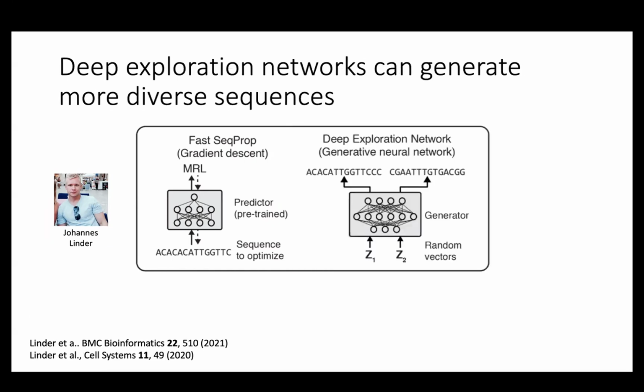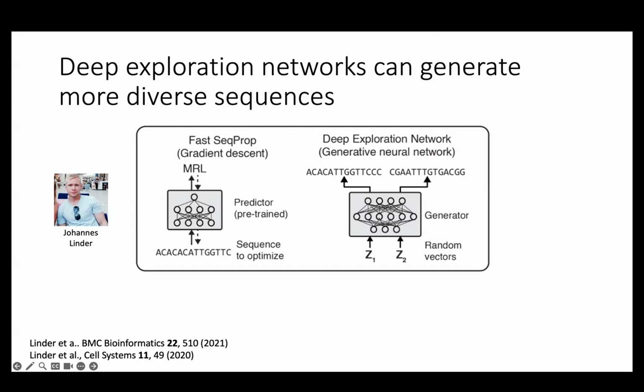Okay. The second complementary approach, which maybe is even more elegant and general, is to just use the predictor to train a separate neural network. Here, we can essentially do generative machine learning, where we train a generative neural network that learns to spit out sequences that have high fitness according to the predictor. Our particular flavor of generative neural networks, we call deep exploration networks, because in addition to trying to maximize fitness, we also force the network to make sequences that are different from one another.